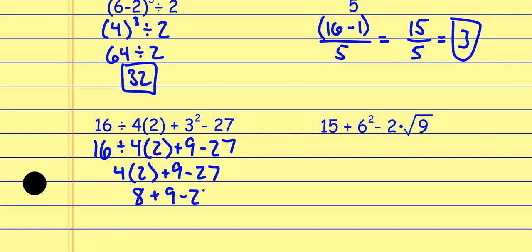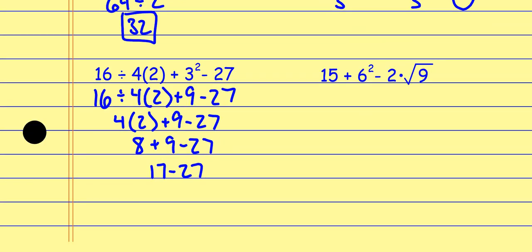And now I have addition and subtraction. But again, those are tied. The tiebreaker is left to right. And this time it happens to be that the addition is farther to the left. So I do the addition first. And now this one, 17 minus 27 is a negative 10.